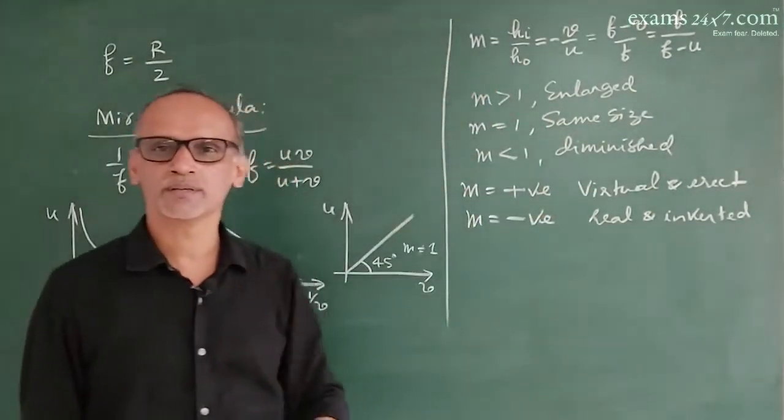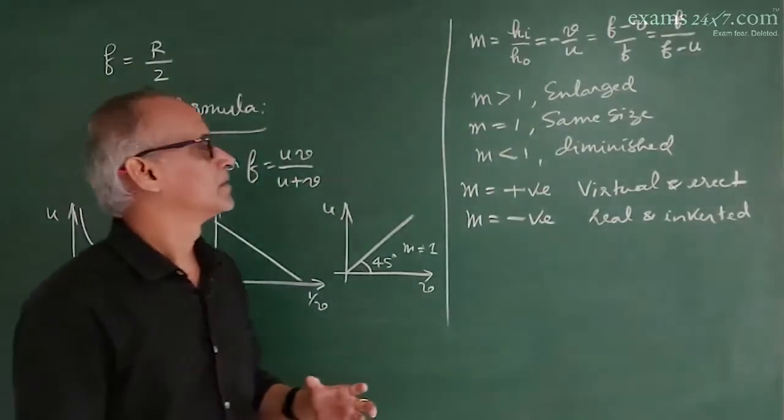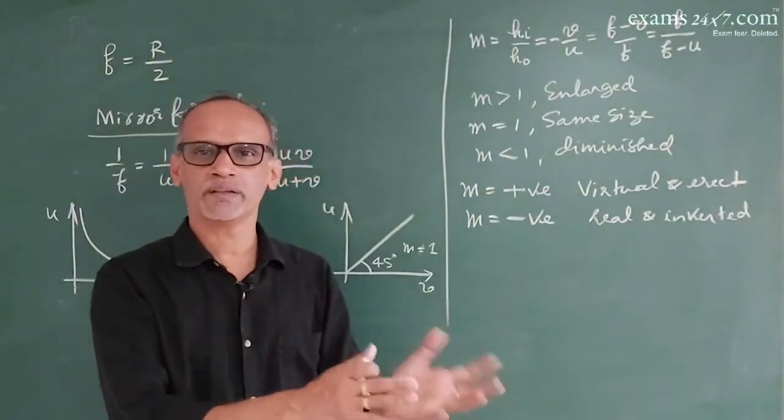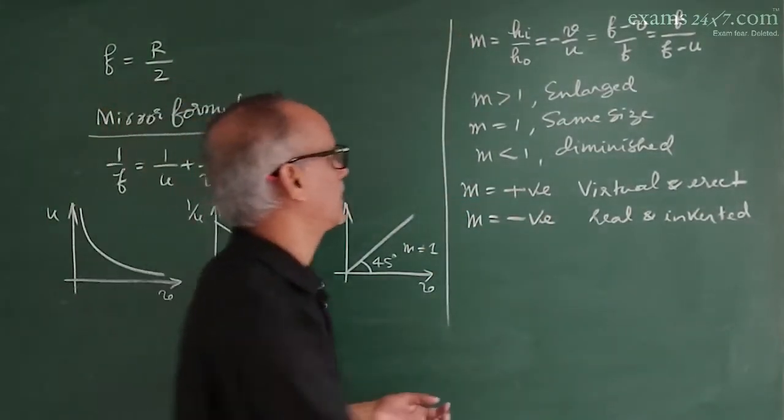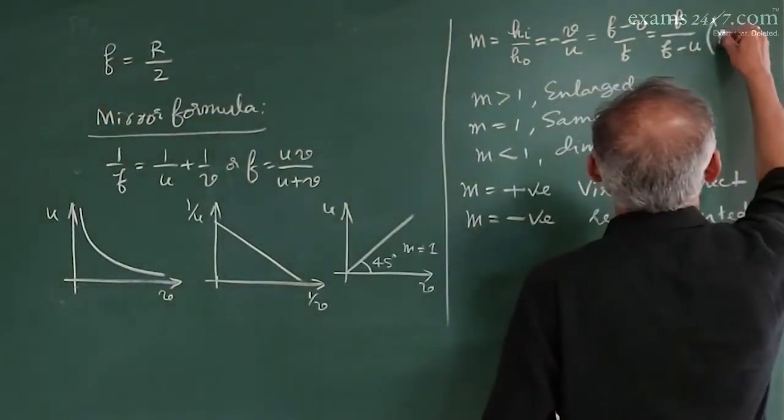So it's a very important term to measure the size of the image when compared to the size of the object, and that's called linear magnification, and this linear magnification has no unit.